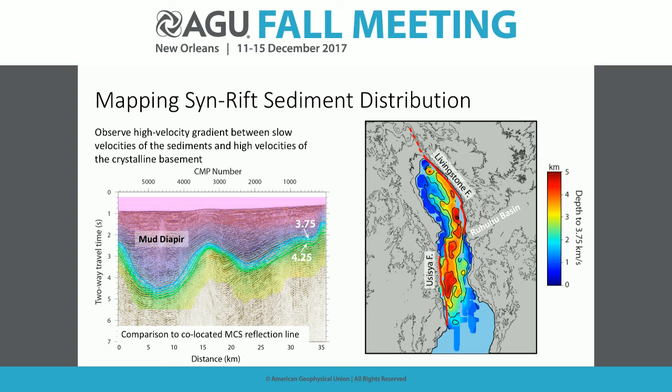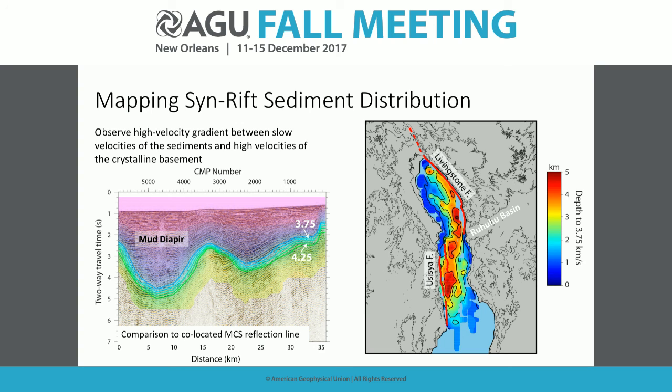And so one of the main objectives was to map syn-rift sediment distribution to get at fault displacement profiles. So we've defined a contour that's representative of the base of syn-rift sediment. We did this because our velocity model does not have interfaces. So we use co-located reflection lines to identify what velocity contour is the best. We picked 3.75 as it lies in the middle of this very high gradient of velocity between sediment and crystalline basement. And I'm showing a map of 3D sediment distribution here on the right.